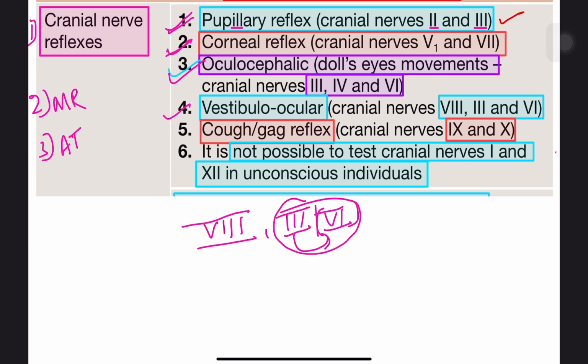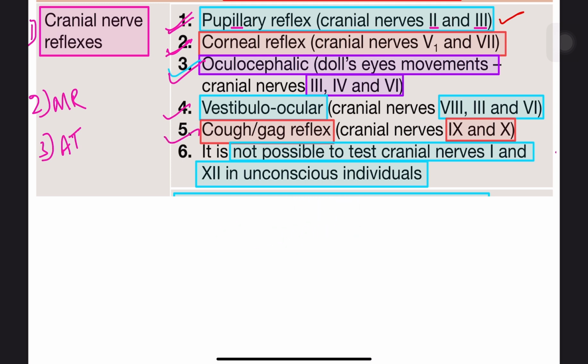Now the cough and gag reflex. Cranial nerves number 9 and 10 are associated with the gag and cough reflex.